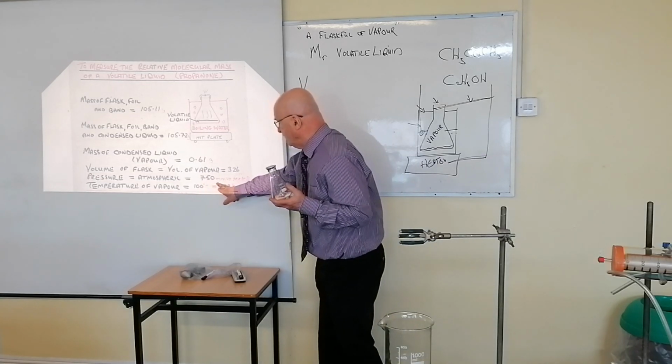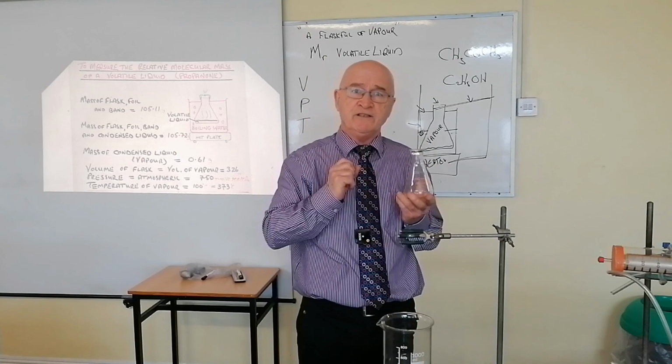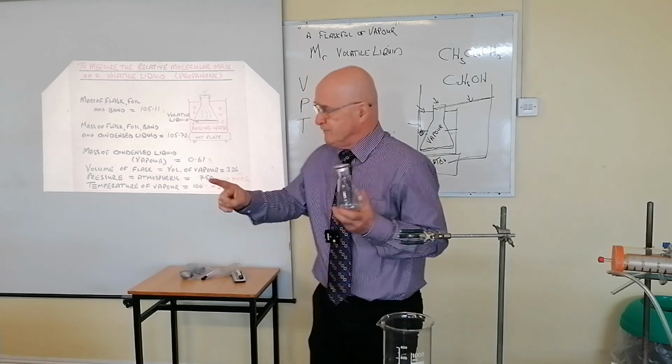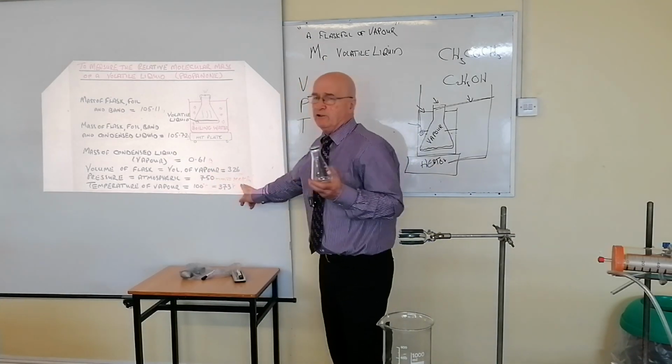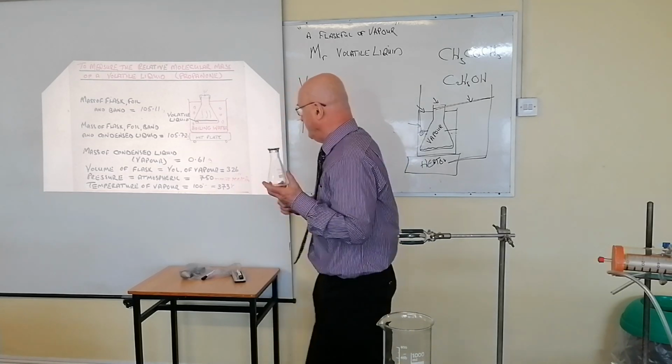I've written this down here as 750 millimeters of mercury because I'm using a mercury barometer. But I'm saying it to you now, they won't do that to you in the Leaving Cert. They'll give you the metric unit. That's 100 kilopascals. Now, don't worry about it. They'll give it to you in pascals or kilopascals for calculation purposes.